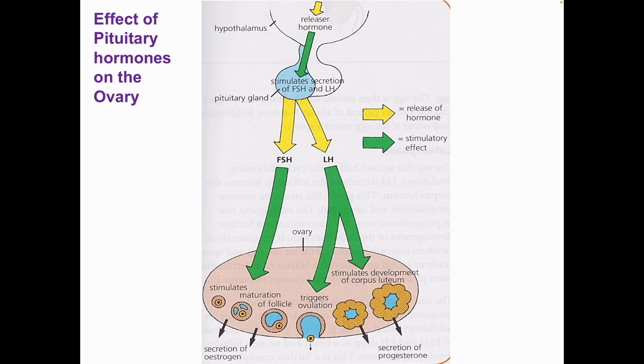So to summarise, the hypothalamus secretes a releaser hormone which travels to the pituitary and stimulates the secretion of FSH and LH. FSH stimulates the maturation of follicles within the ovary. These follicles secrete estrogen. High levels of estrogen stimulate the production of LH from the pituitary. LH triggers ovulation and then stimulates the development of the corpus luteum. The corpus luteum secretes progesterone.